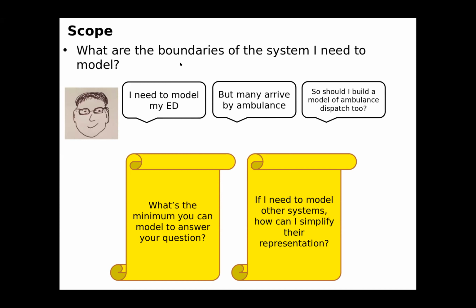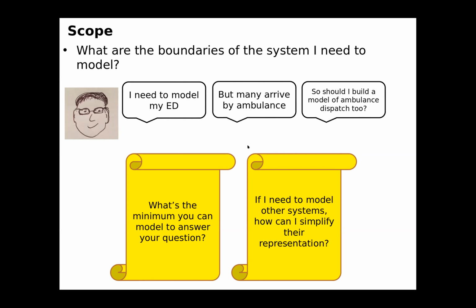So, a typical thing might be that I need to model my emergency department, but then you might think, well, a lot of them are arriving by ambulance, so should I build a model of the ambulance dispatch too? And you'll find yourself going down this sort of spiral of trying to chuck in everything. Now, there will be some things that you will need to incorporate that aren't in your immediate system. So modeling an ED, very often you need to think about what's happening at the back end, because there are back end blockages in terms of the patients being discharged and such. And you may not model that in detail, but you probably want to represent that in some way.